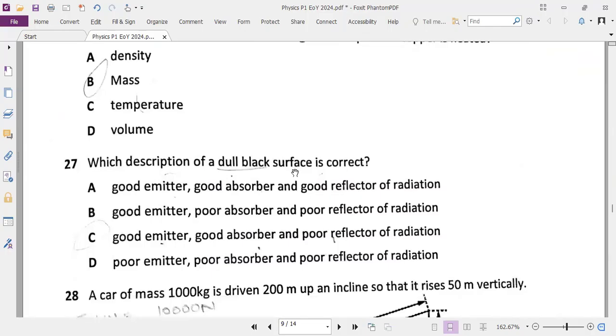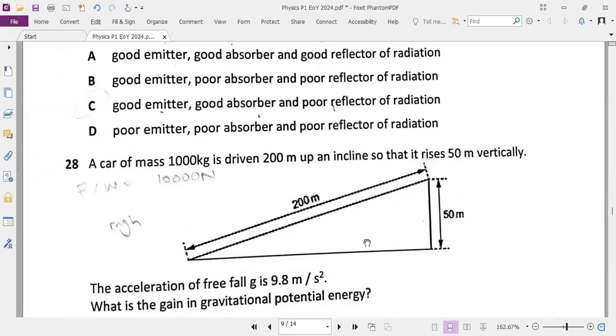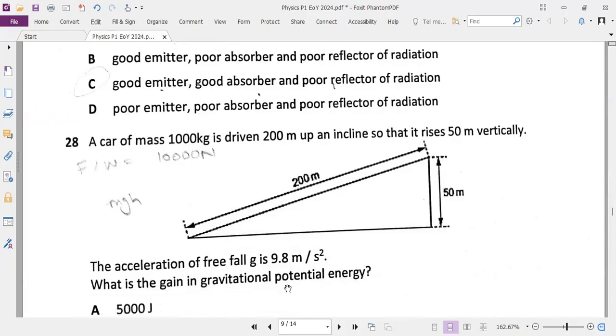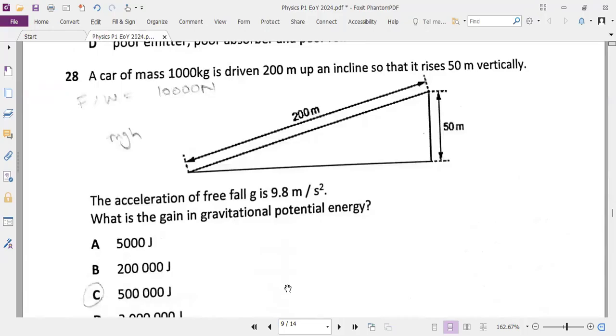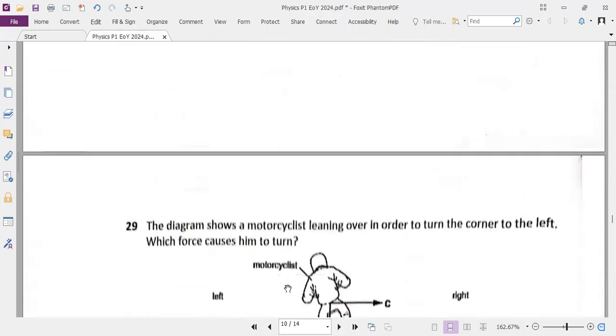And dull black surfaces are good emitters, good absorbers, and poor reflectors. Okay, so C is the correct choice. Here you're asked, look at the words of the gravitational potential energy gain. Okay, so don't ignore everything else. Just look for height you are getting. If you go from here to here, it is 50 meters. Mass times gravitational acceleration 9.8 times height gives you the energy at 500,000. C is the correct choice.